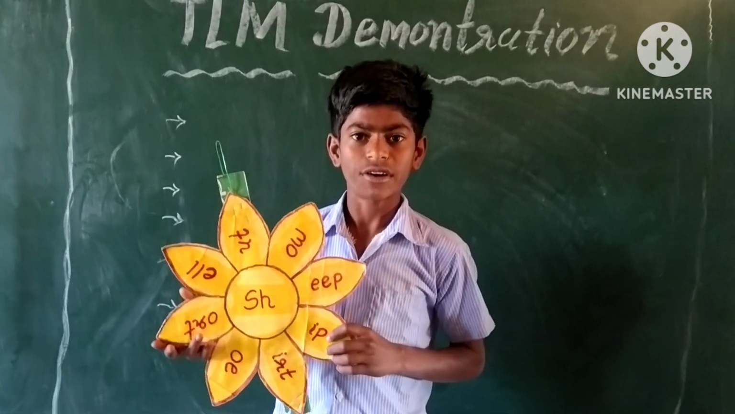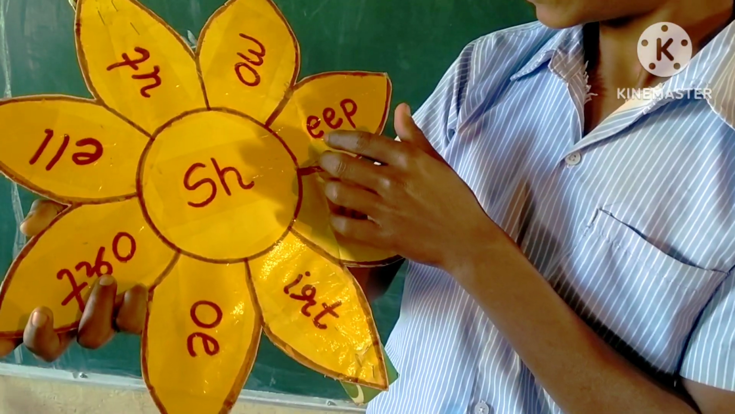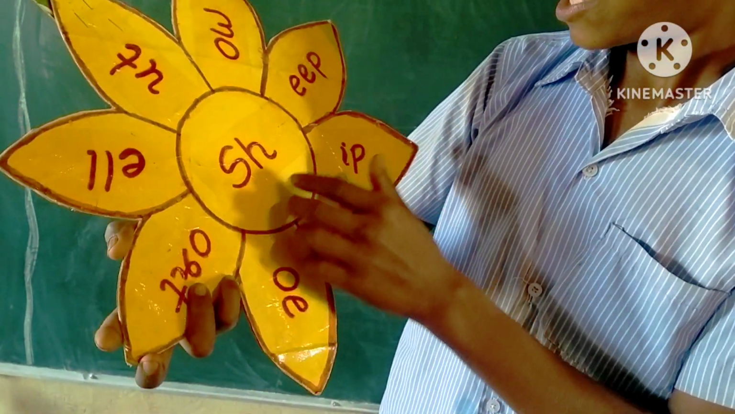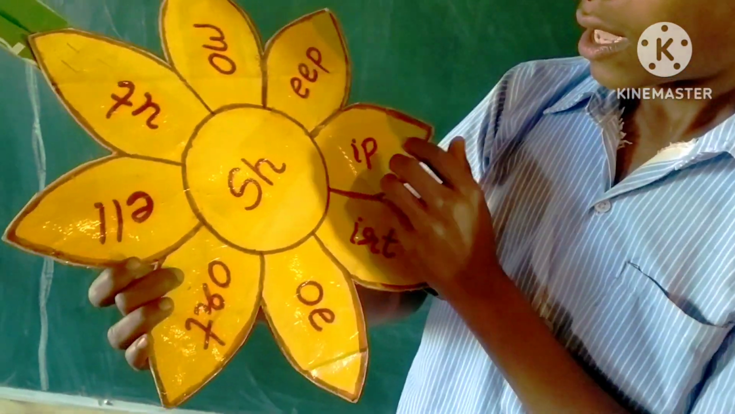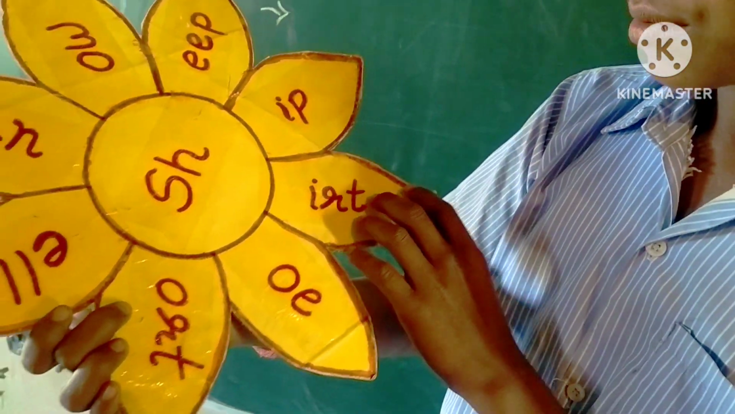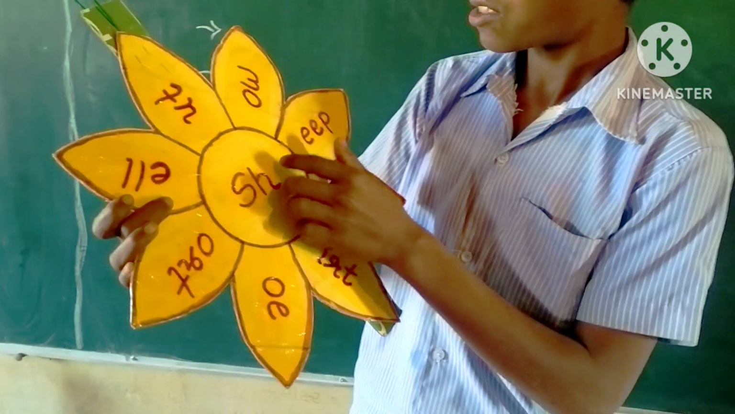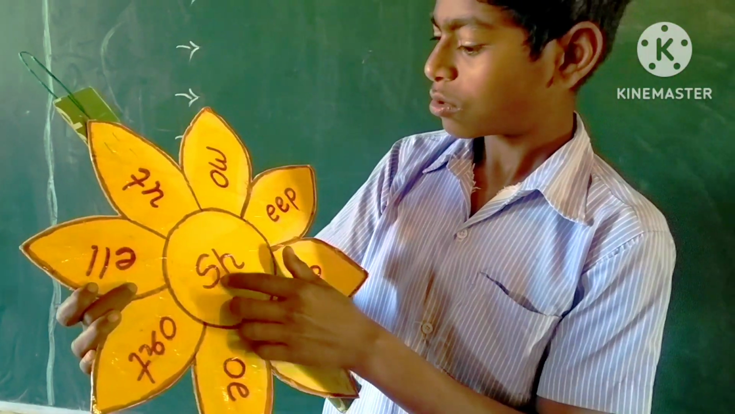This is our word flower. SHEEP, sheep. SHIP, ship. SHIRT, shirt. SHOW, show.